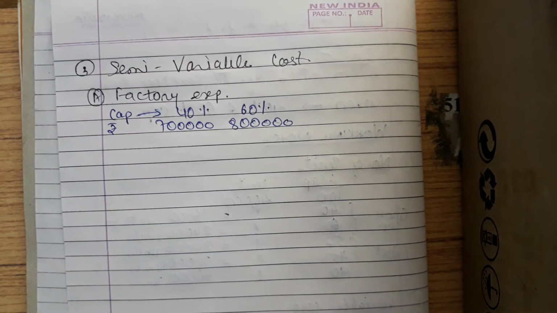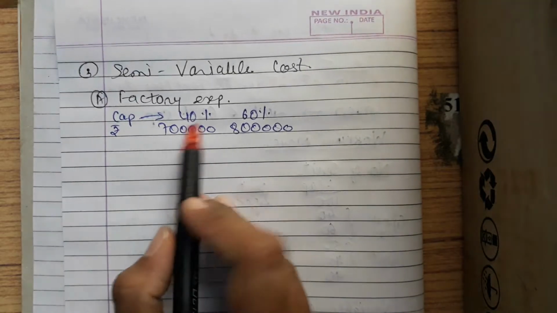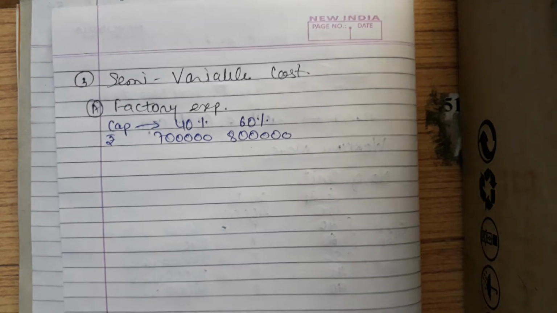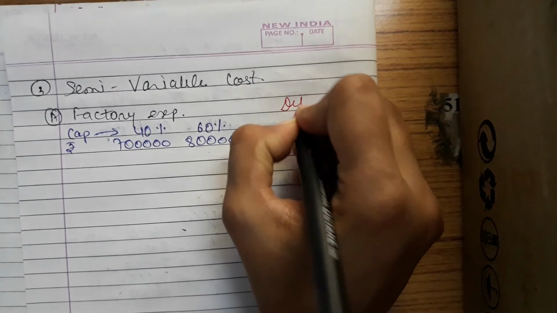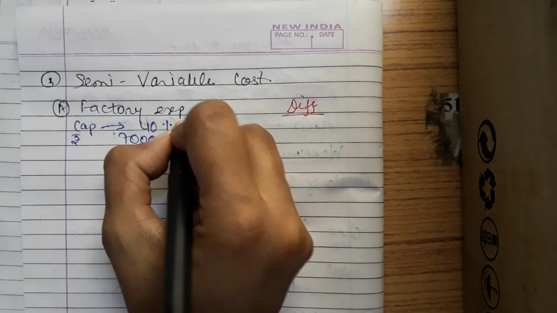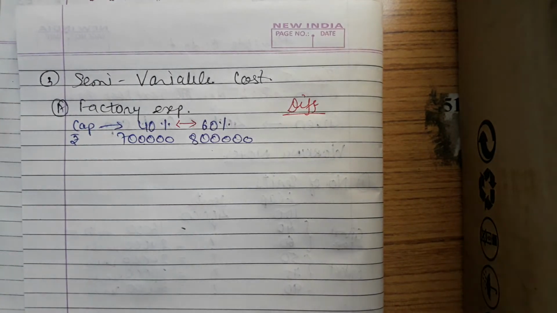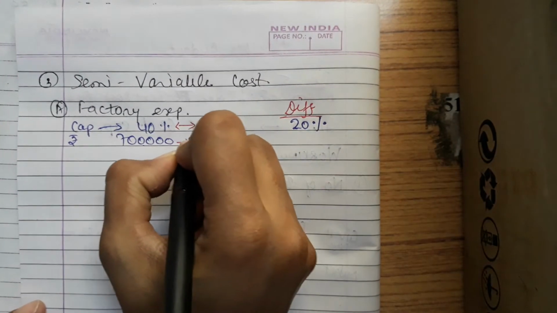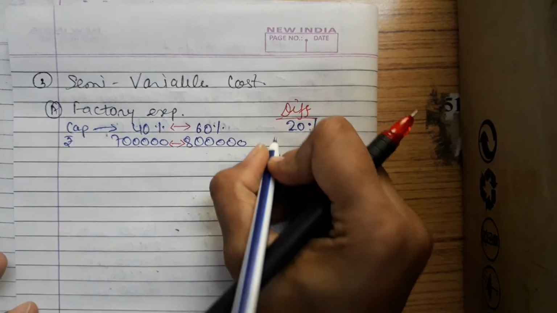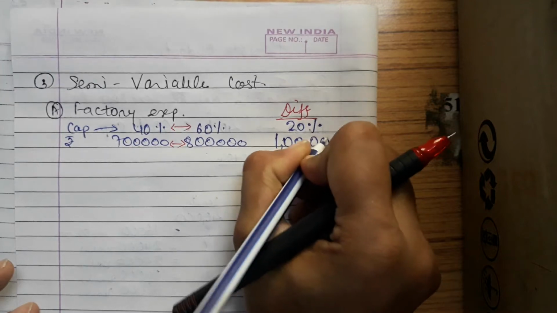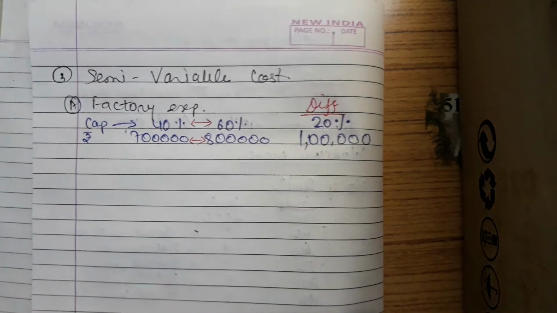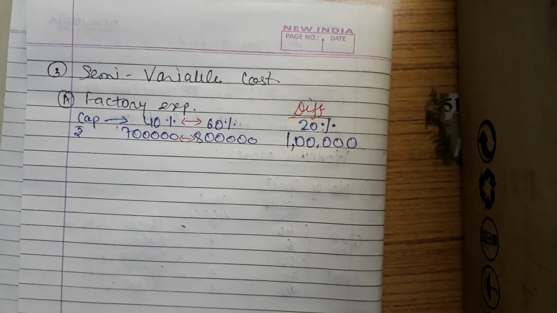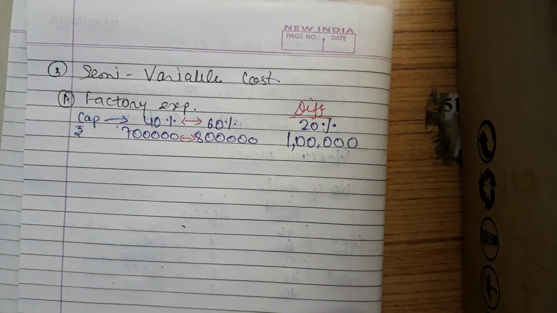So let us understand the meaning first. Here at 40% the amount is 7 lakhs and at 60% the amount is 8 lakhs. So first of all we need to calculate the difference in capacity and in rupees. The difference between 40% and 60% is 20%, right? And the difference between 7 lakhs and 8 lakhs is rupees 1 lakh. So can we say that by having a difference of 20% production capacity, we are having a difference of rupees 1 lakh in our expense, right?